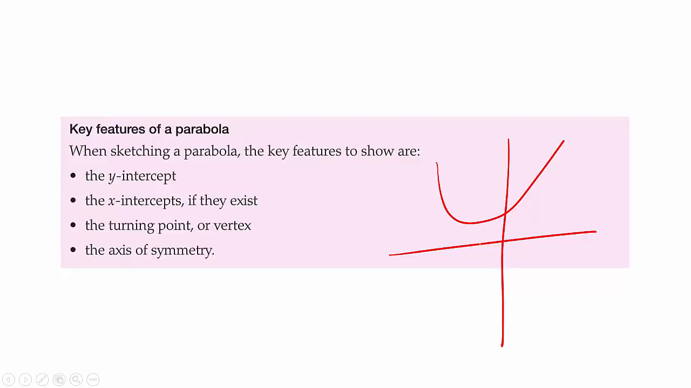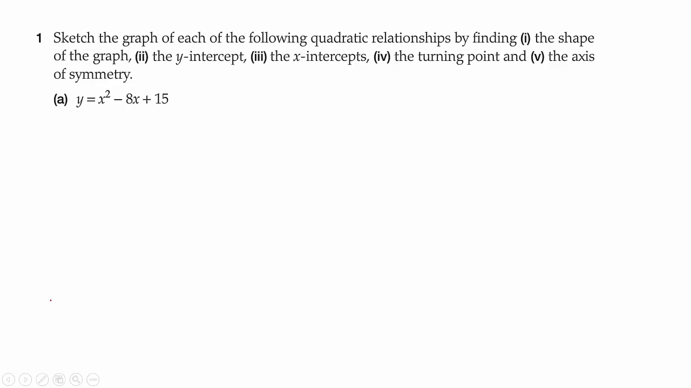We also need the turning point, so where the graph actually turns around, and the axis of symmetry is like the x value of the graph that it turns about. Okay, so what does a problem like this look like? This one's asking us to sketch y equals x squared minus 8x plus 15 using the y-intercept, x-intercept, turning point, and the axis of symmetry.